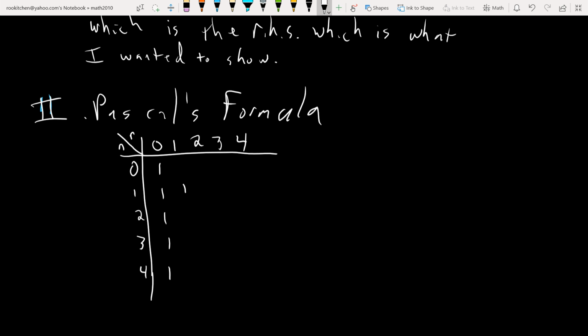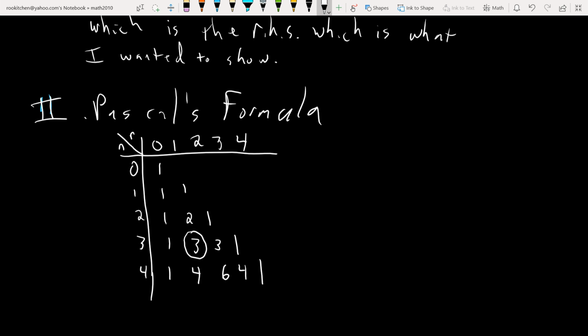Okay, so that'd be that. And then this one is 2, 1. And then this one is 3, 3, 1. And then this one is 4, 6, 4, 1. Okay, so one of the cool things is these numbers in the chart are the result of just going nCr.